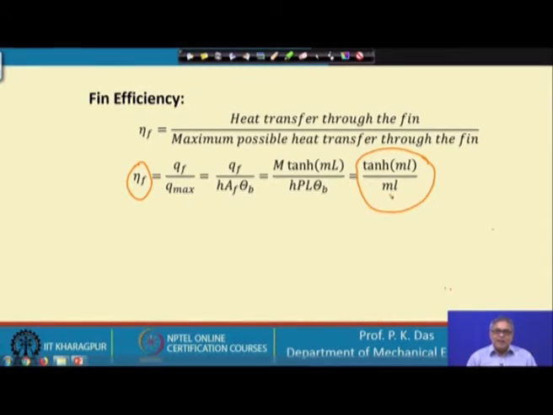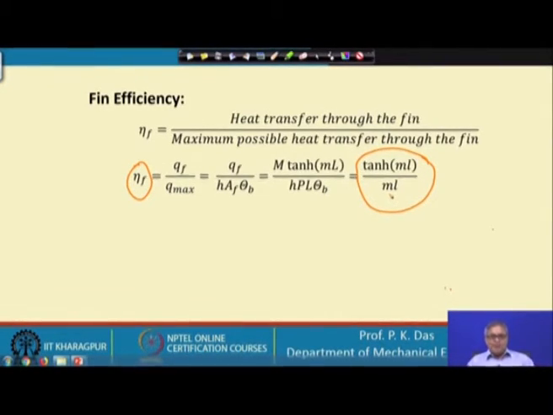So, by adding the fin we can tell how much is the gain, and we can compare between two fin designs. But at the same time, once we know the fin efficiency, what we can do is that the fin area can be multiplied with this fin efficiency.